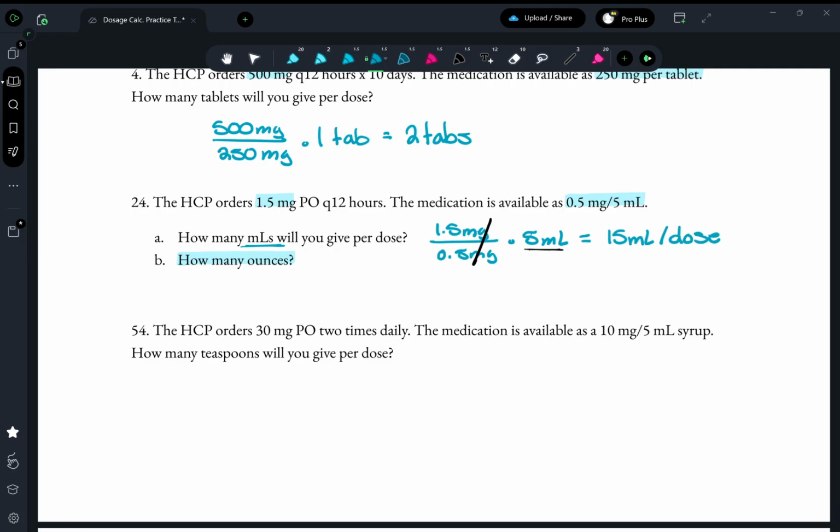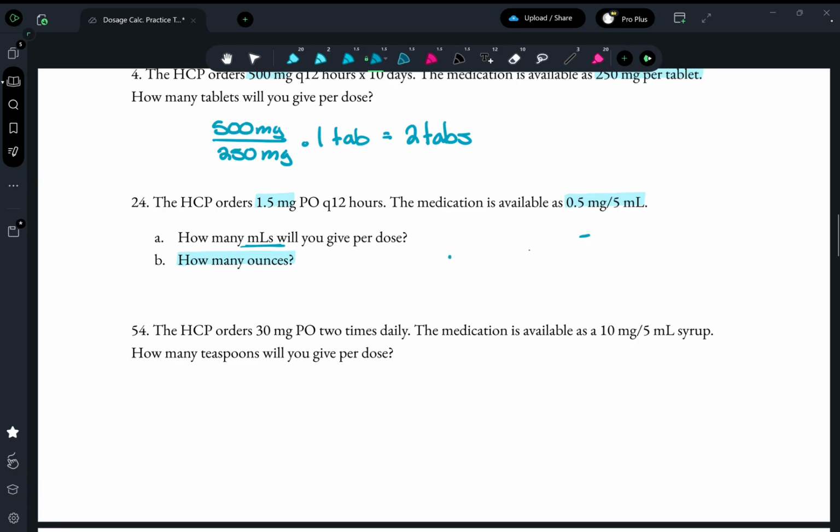per dose. Now we want to convert it to ounces. And we know back from the top that there are 30 mLs per ounce. So we're going to divide 15 by 30 and get 0.5 ounces. So that's kind of the, I don't know if it's the easier way, but it's easier for me. So that's kind of the algebra way to do that question.